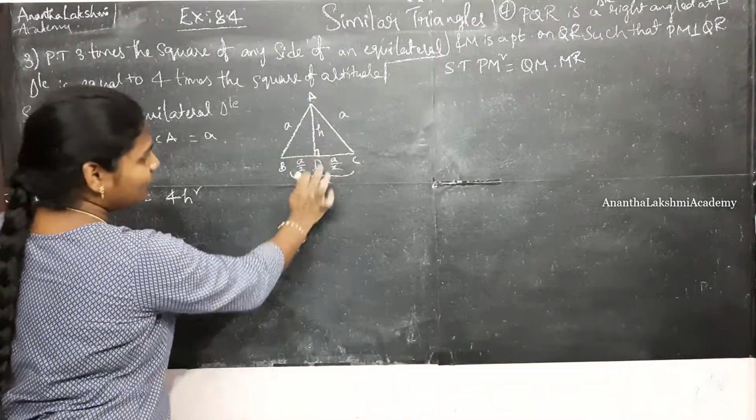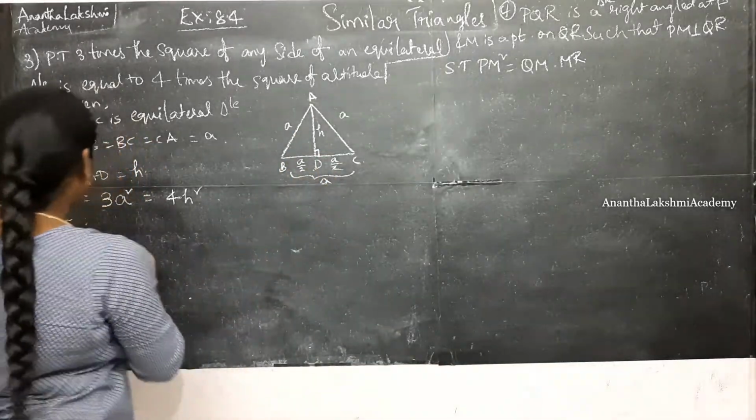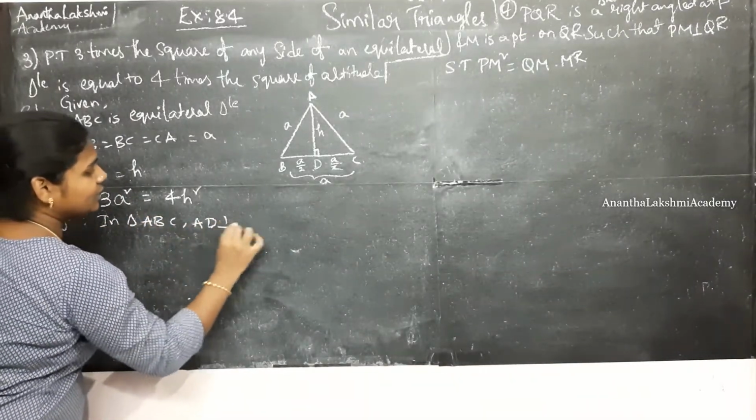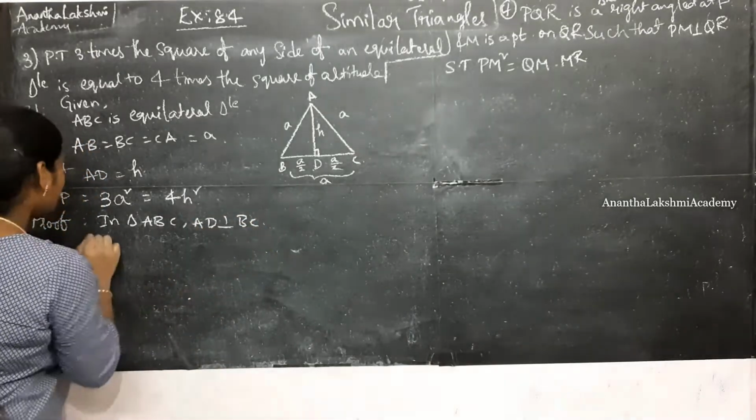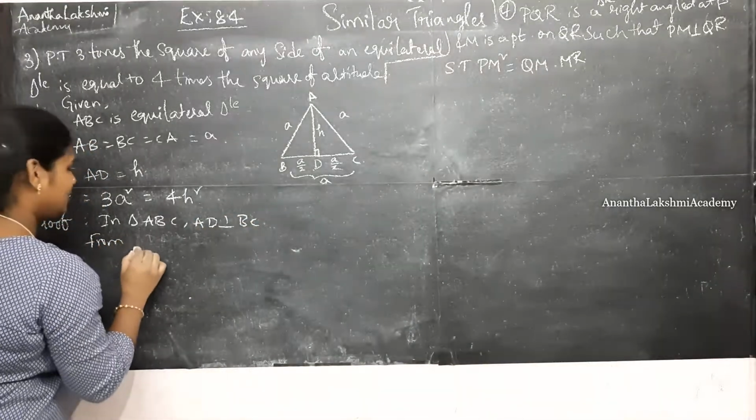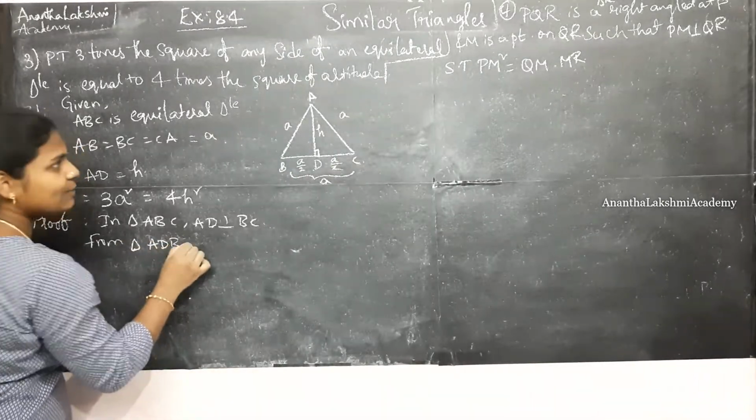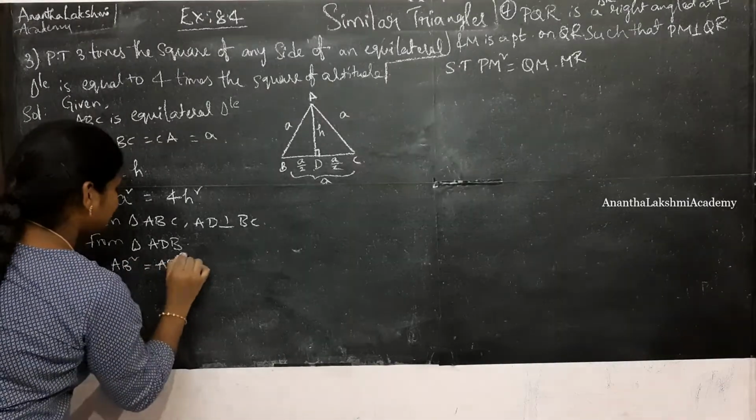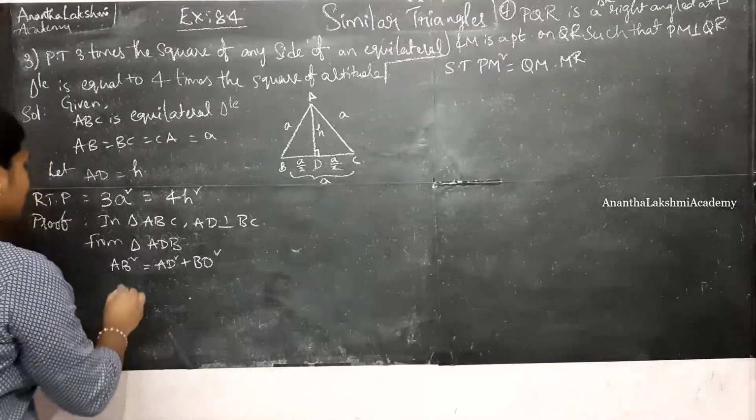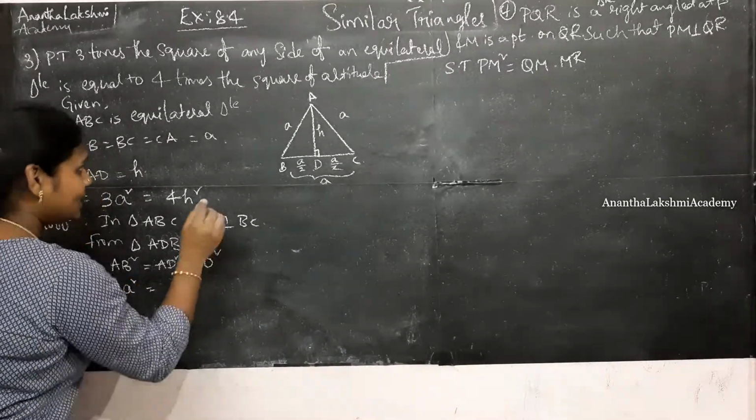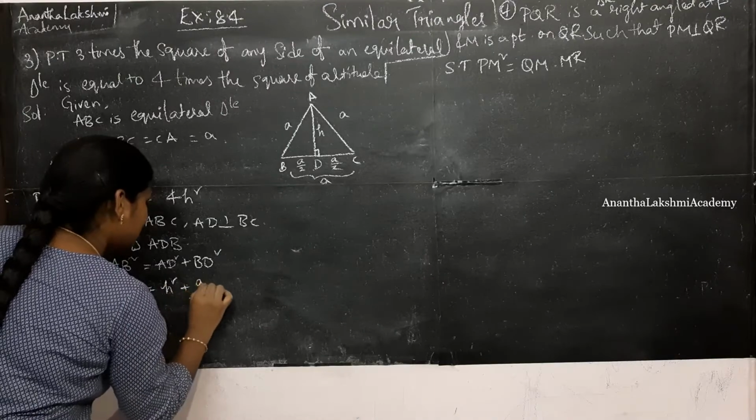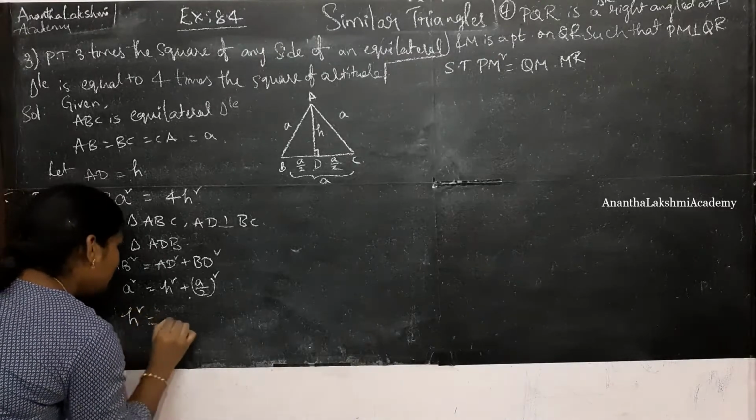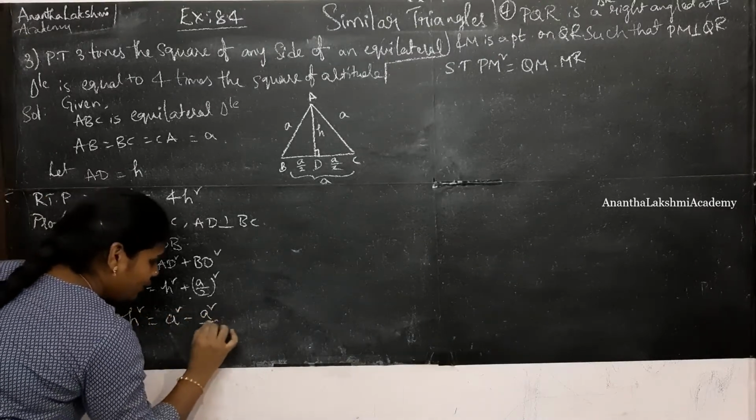Now, in triangle ABC, AD is perpendicular to BC, isn't it? From triangle ADB, using Pythagoras theorem, what can I write? AB square is equal to AD square plus BD square. AB square is nothing but A square is equal to AD square, which is H square, plus BD square, which is A by 2 whole square. So what does H square become? H square is equal to A square minus A square by 4.